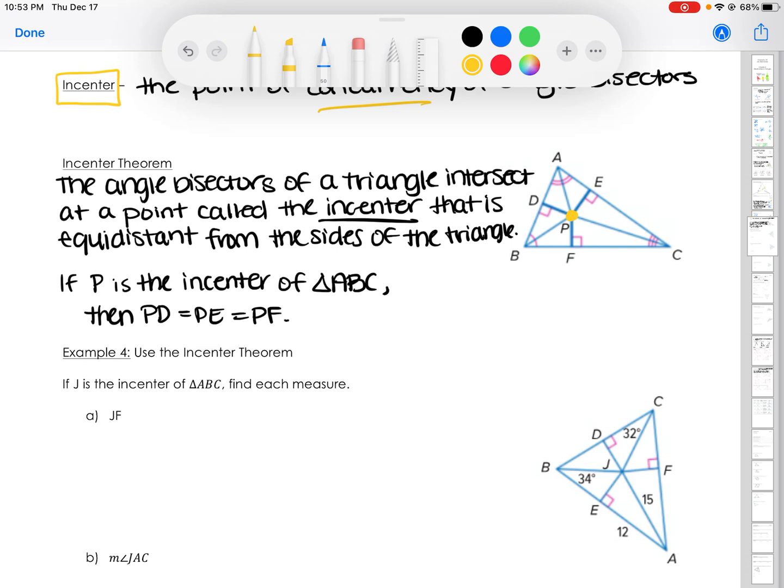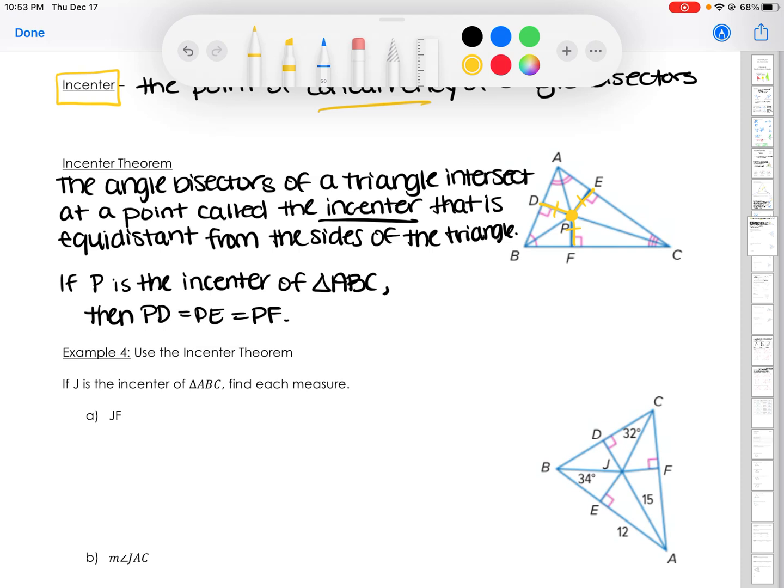So whereas the circumcenter was equidistant from the vertices, the incenter is equidistant from the sides. So if P is the incenter in this triangle, then that means the measures I have marked off here, PD, PE, and PF are all going to be congruent. That's where that equidistant comes in.